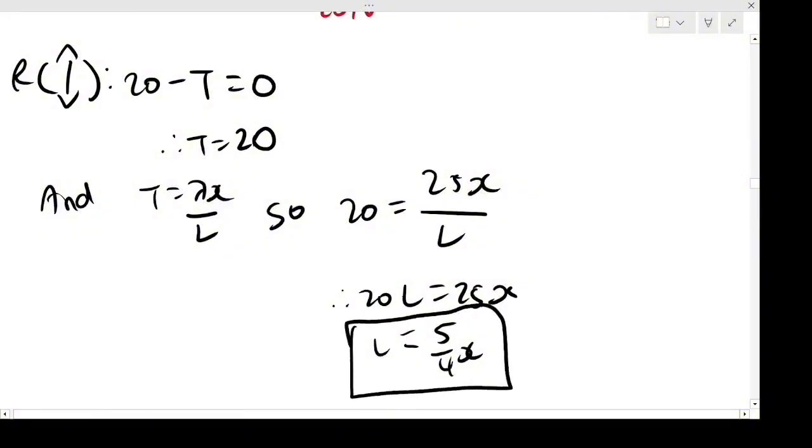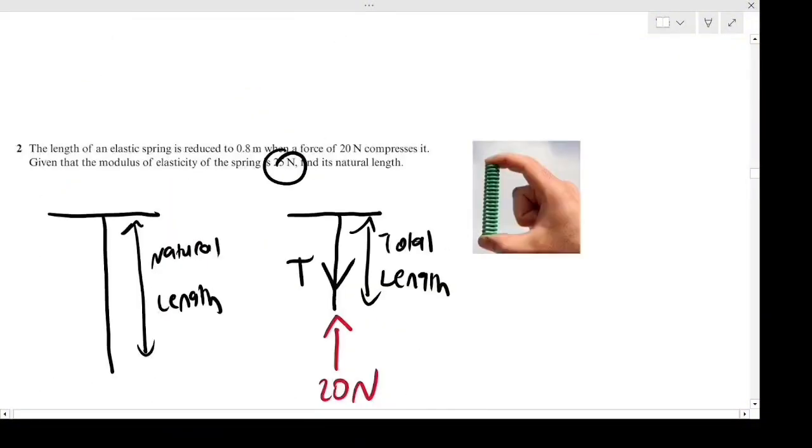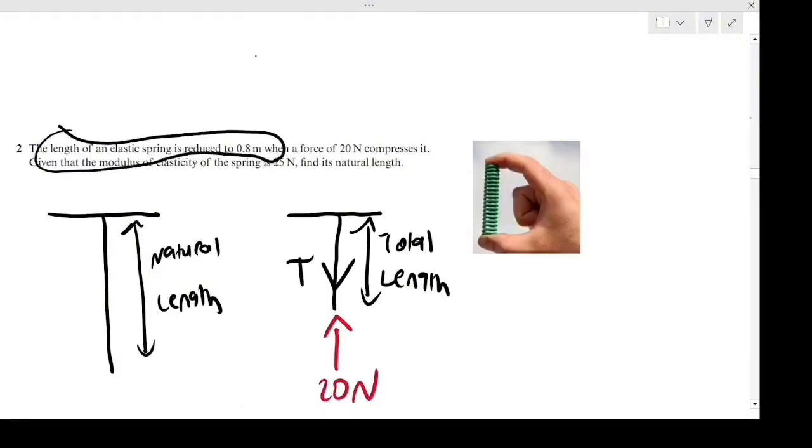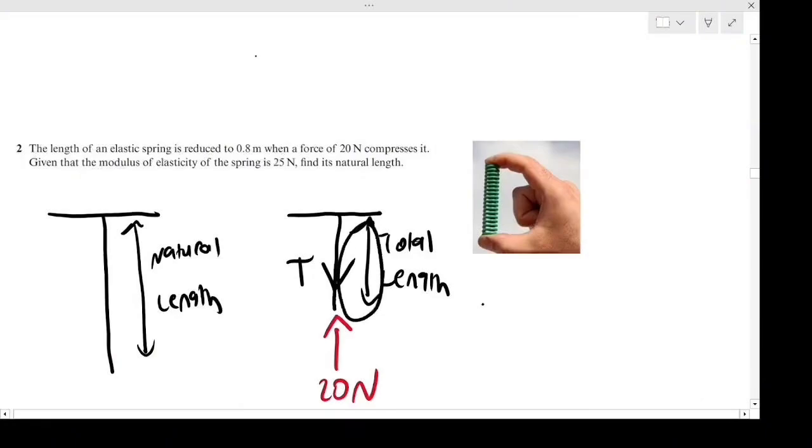So if we want to find the natural length L, we're going to need to find x first, the compression. Hopefully you're with me up to here. What we were also told is the length of the spring is reduced to 0.8 meters. So that's telling me after compression, the spring is now just 0.8 meters, which is my total length. So this is 0.8 meters.